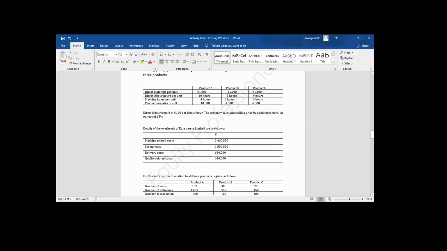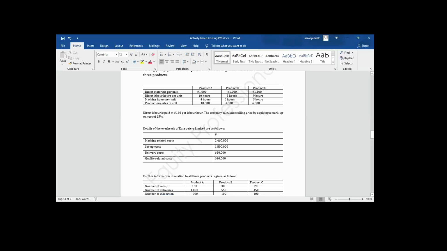Okay. Product A, direct materials per unit, 1,000 naira. Product B, 1,200 naira. And product C, 1,500 naira. Direct labor hours per unit for product A is 10 hours. For product B is 8 hours. And for product C is 9 hours.